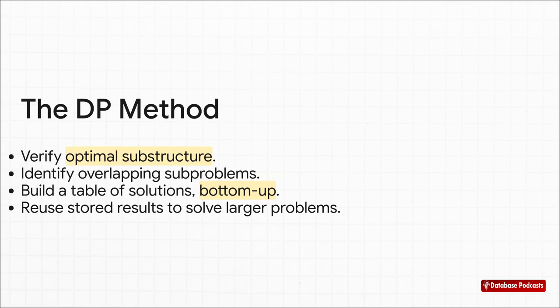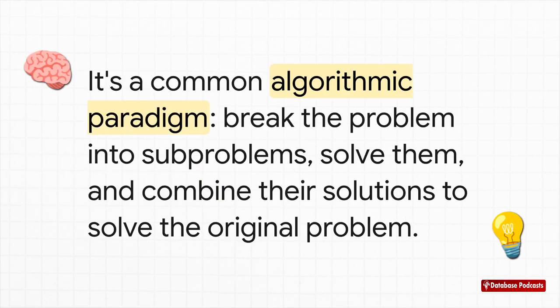So to recap, the playbook is pretty much always the same. First, you check if your problem has that optimal substructure and those overlapping subproblems. If it does, you're in business. Then you figure out how to build a table of solutions, starting from the simplest cases you can think of. And then you just fill out the table, using your stored results to solve slightly bigger problems until you get to the very end.